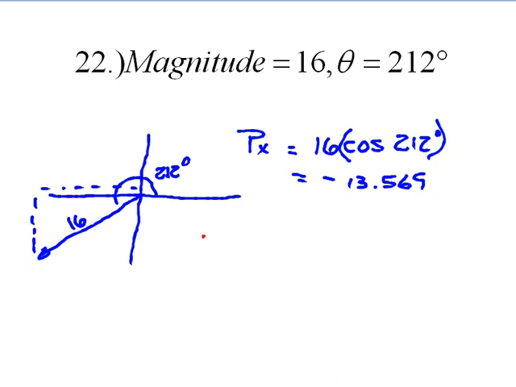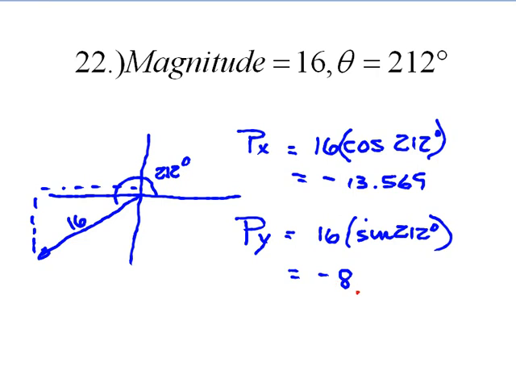What about our py? What can we tell from our diagram here? It's also going to be negative, isn't it? Py is 16 times the sine of 212 degrees. And that should give us negative 8.479. Okay, so we've just found the x and the y component of a given vector.